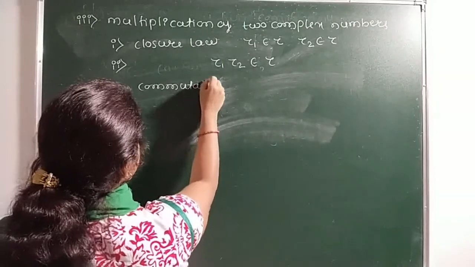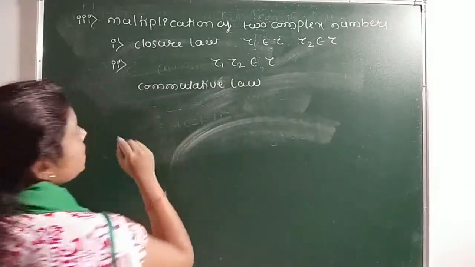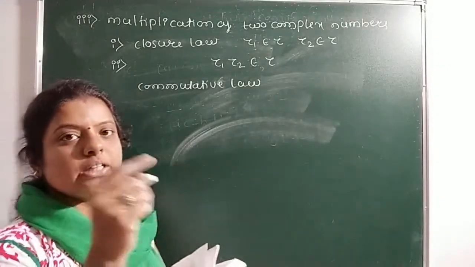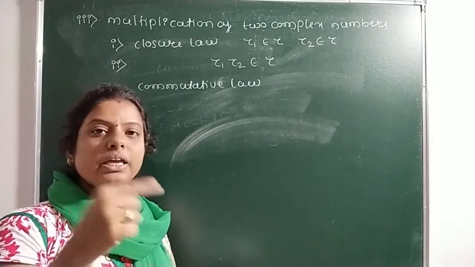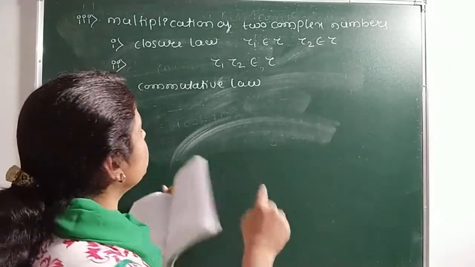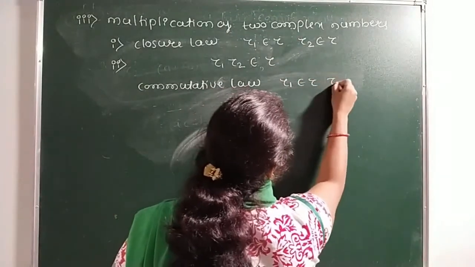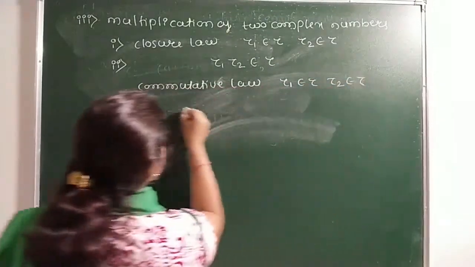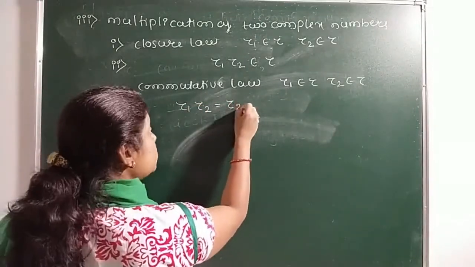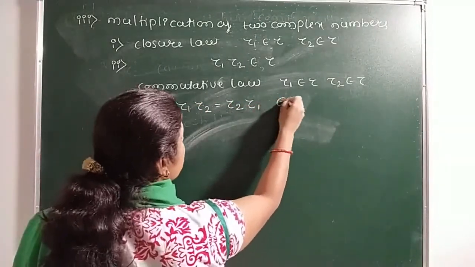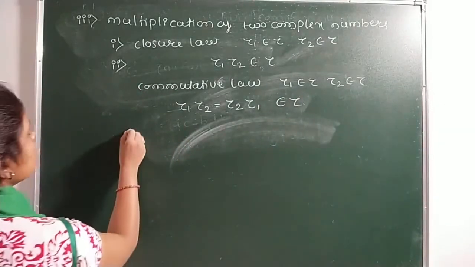The commutative law is also the same as we did in addition, where we did the addition of both complex numbers. Here we have to make a multiplication of those two complex numbers. Here z1 belongs to z, z2 belongs to z. If z1 multiplied with z2 or z2 multiplied with z1, both belong to z, then the commutative law holds good.